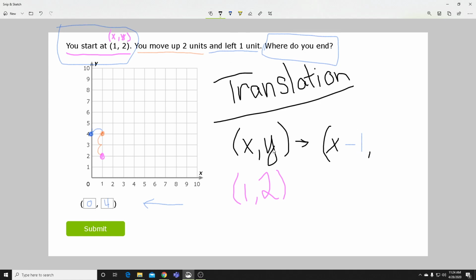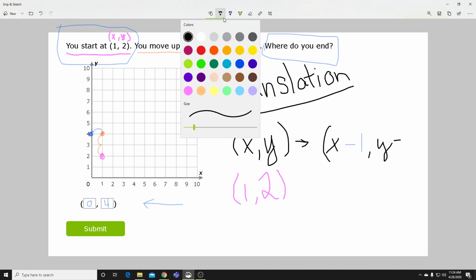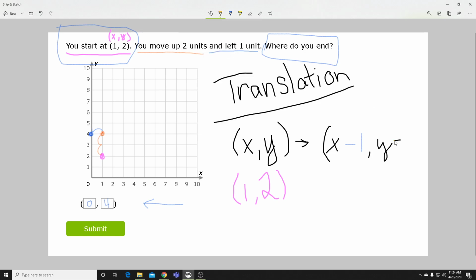And then y, well, we're going up by 2, up by 2. So we're going to take our y that we started with. We're going to add 2 to it. So let's do orange. So we started at 1, 2. Then we said, okay, we're going to take our x, which we said was 1, because that's where we started with. So this is really going to be 1 minus 1 here. 1 minus 1 is 0.